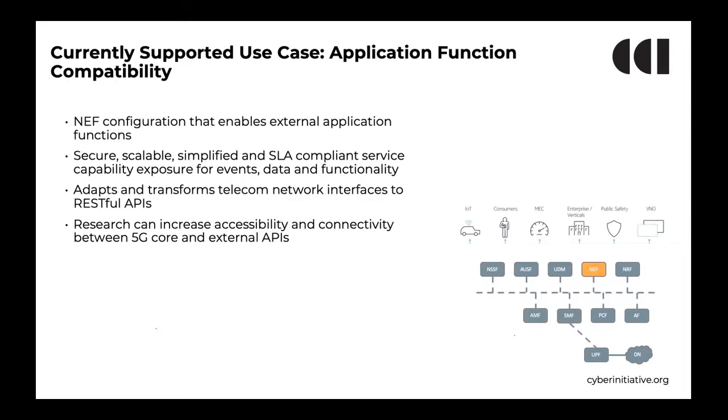The network exposure function enables connectivity between the 5G core and external applications. Smooth connectivity is supported by secure, scalable, simplified, and SLA-compliant service capability exposure for events, data, and functionality. RESTful APIs are used at the network interfaces. Configuration and testing of application compatibility can increase application performance, uncover security vulnerabilities, and enhance network performance as applications scale and diversify. Next slide.